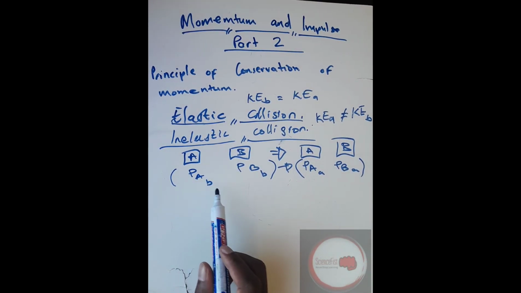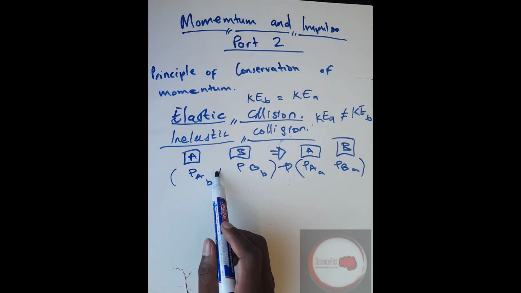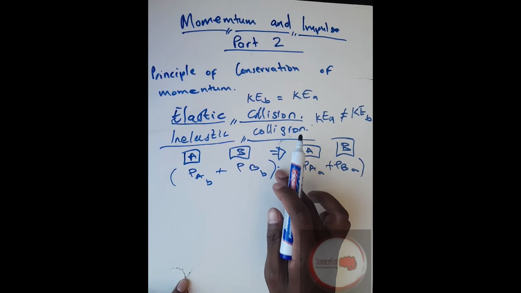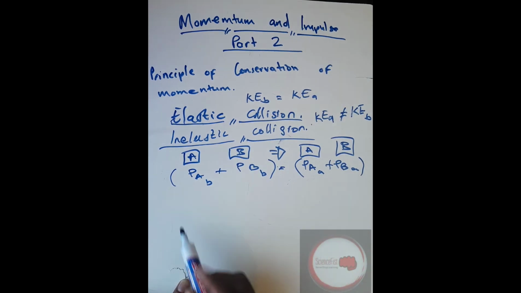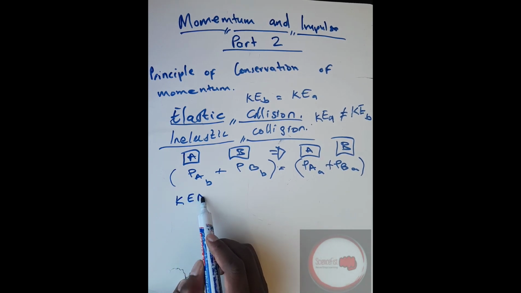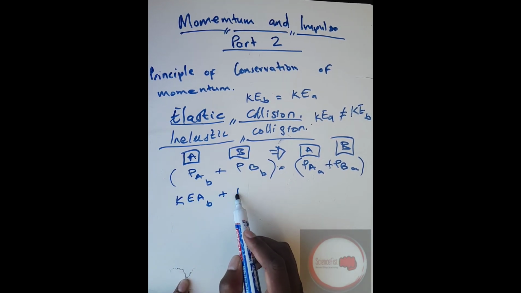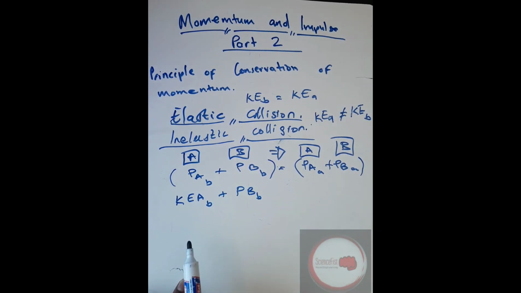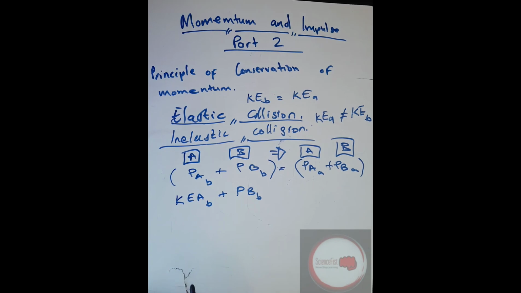Okay, so now when you look at this, remember we add these and we equate them, right? For kinetic energy, we literally do the same thing: kinetic energy of A before plus kinetic energy of B before. But we don't equate it because we are trying to test if it's elastic or inelastic. We only equate at the end. So what you do is separately.